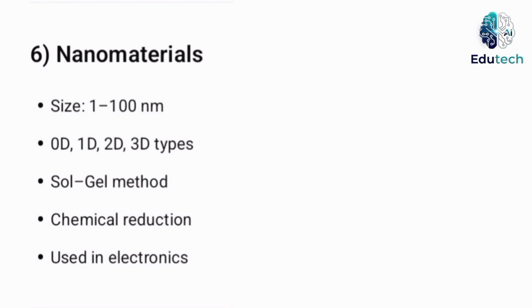Important methods include sol-gel method, where a colloidal solution, sol, is converted into a gel and then heated to obtain nanoparticles, and a chemical reduction method, where metal salts are reduced to form nanoparticles. These materials are widely used in electronics, sensors, and catalysis.